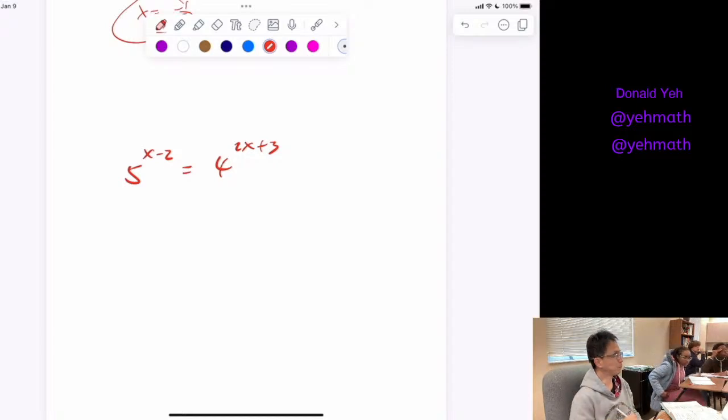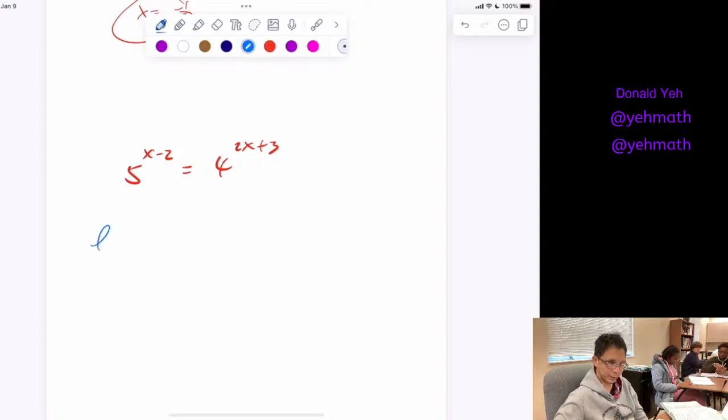But still, the nice thing about this is, what can you do here? No, 5 and 4 don't have a common base unless you use decimals. How do I move the exponent down? Well, which log do I prefer?